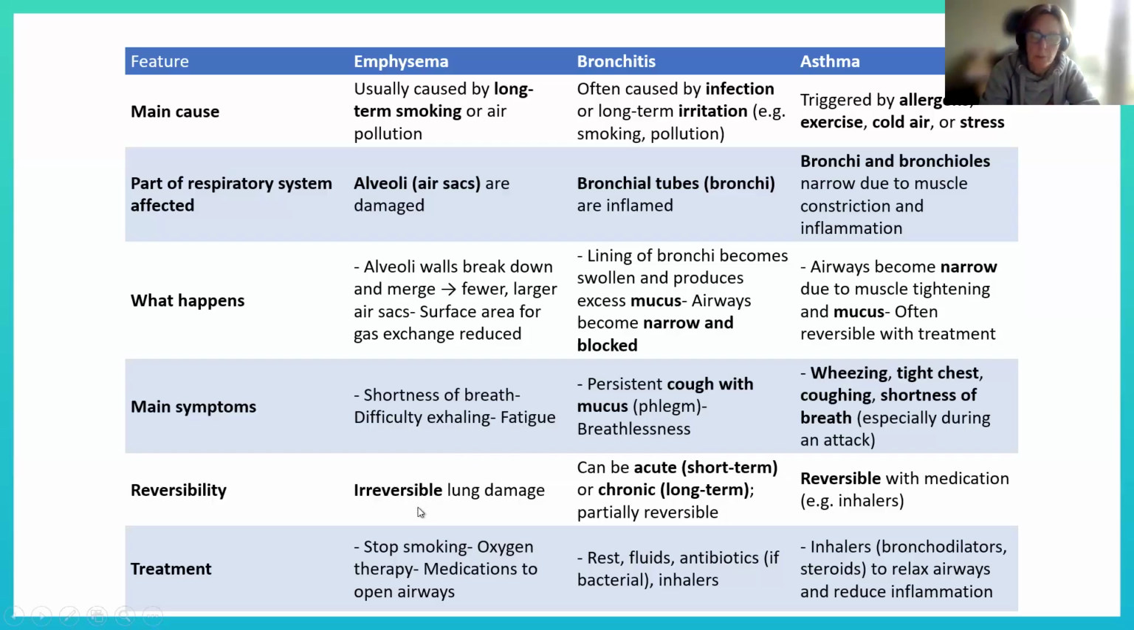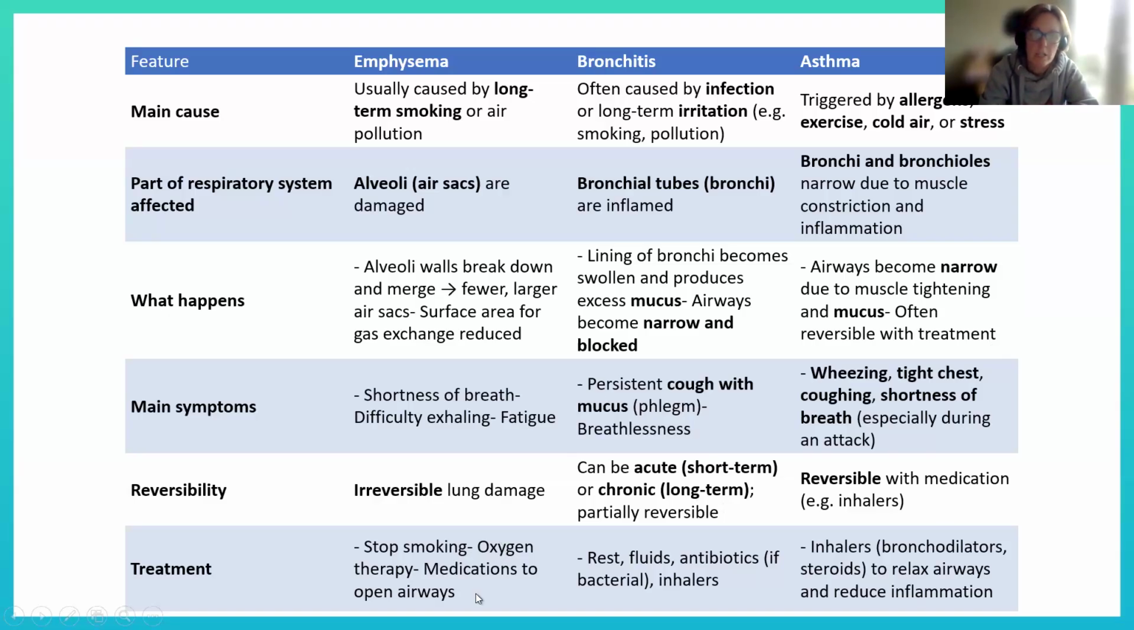Emphysema is irreversible and you can get long-term lung damage. Bronchitis can be short-term, like with an infection, or it can be chronic and long-term, depending on how the inflammation has started. Asthma is generally reversible after a short attack.